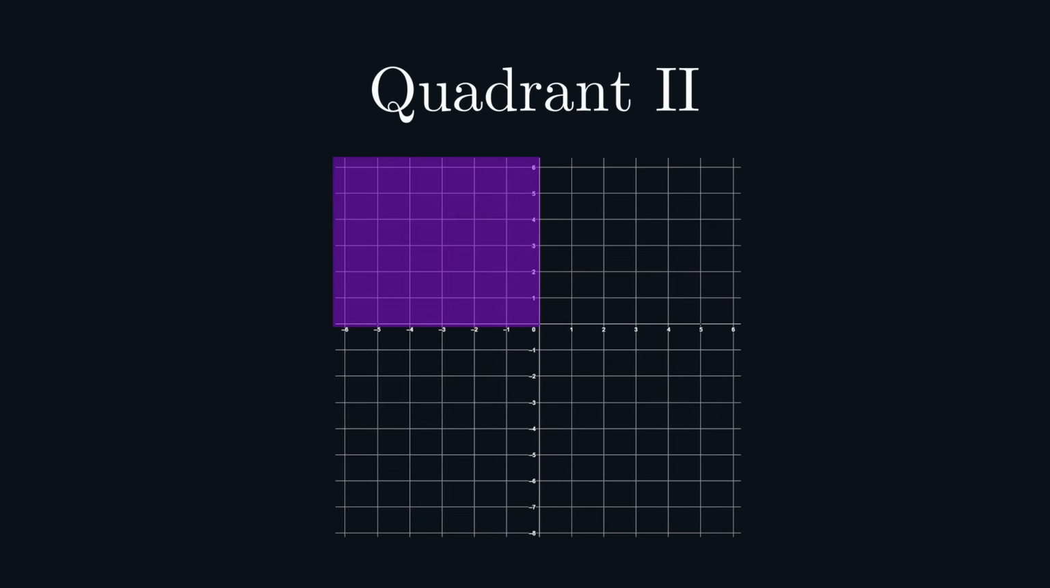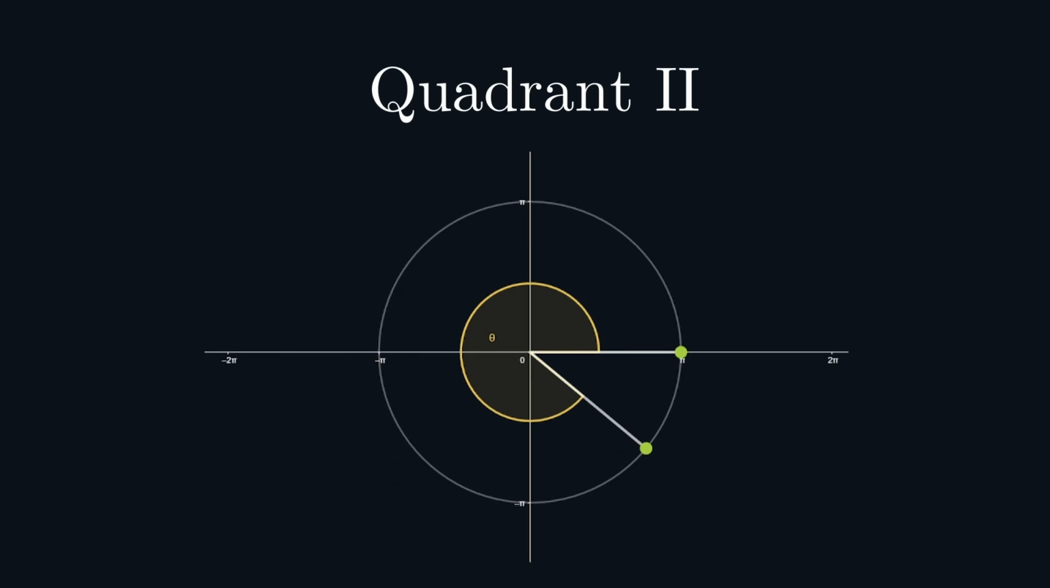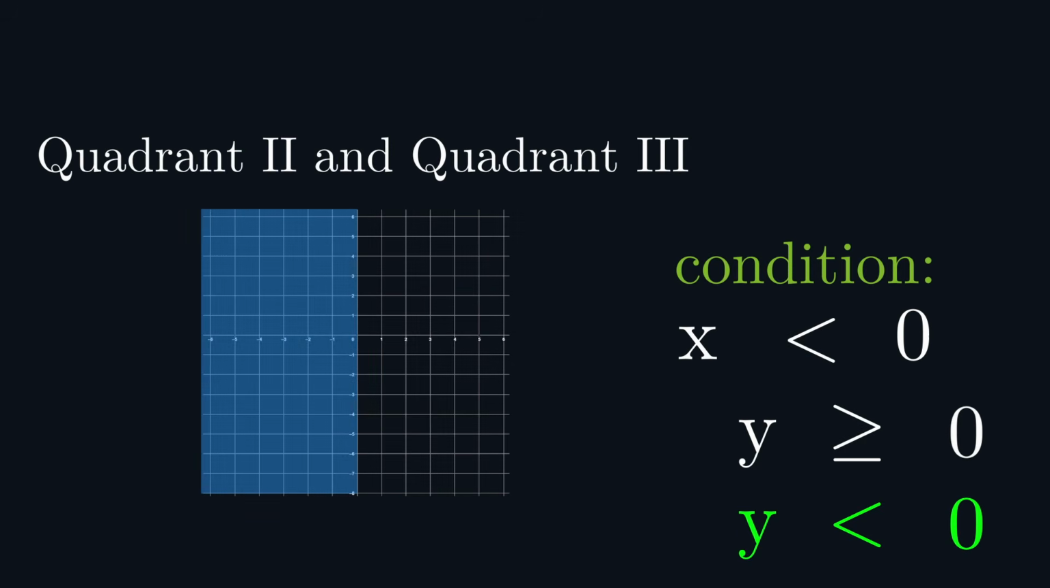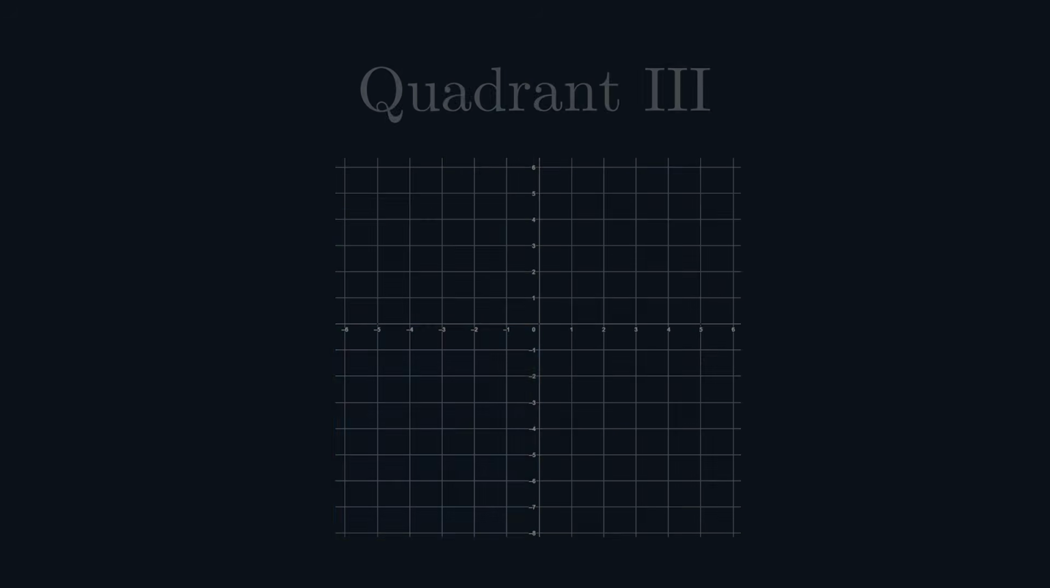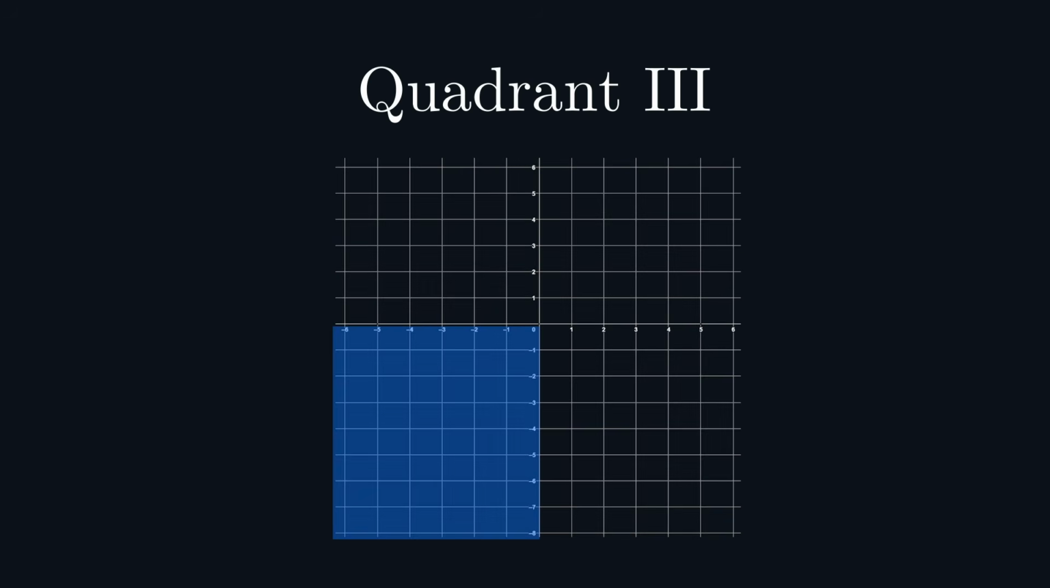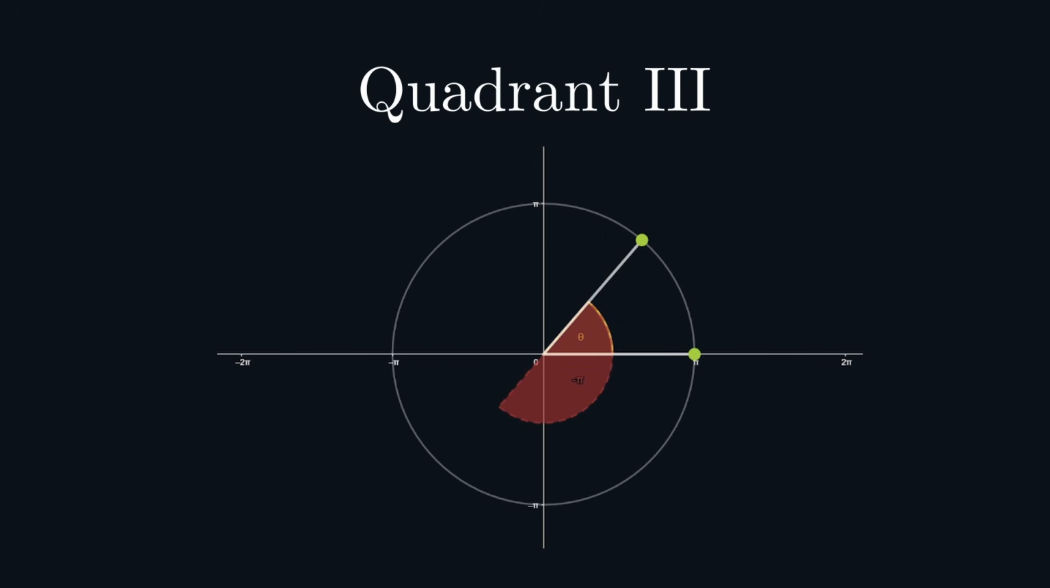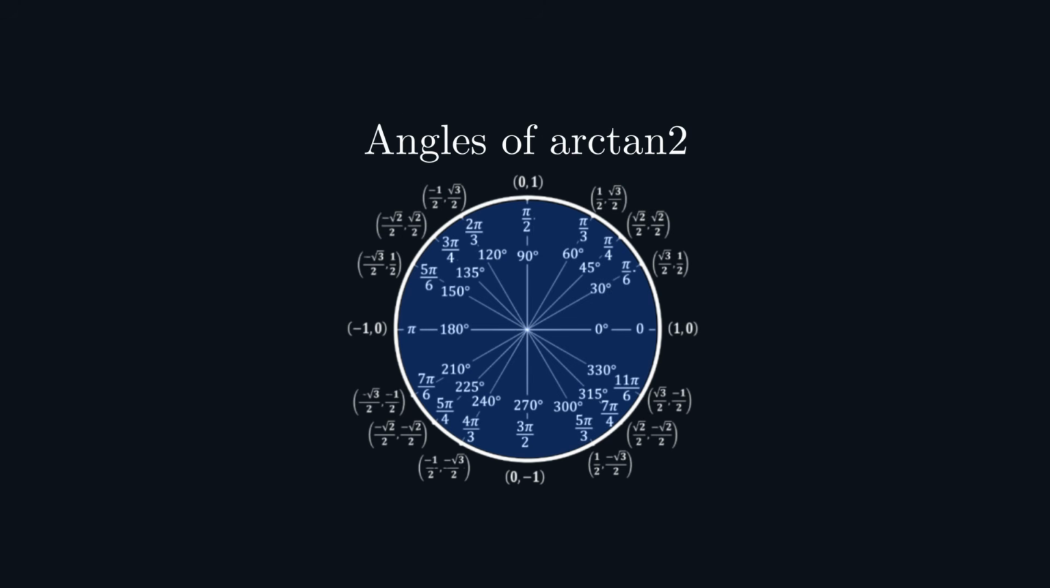But again, arctan's range is restricted there. So to fix that, we can take the result of the arctan and then add in an extra pi, not that one, to get a result in quadrant 2. If y is less than 0, that means the angle is going to be in quadrant 3 instead. But in this case, we can take the result of arctan and then subtract pi to get a result in quadrant 3. And that allows arctan2 to cover all 4 quadrants.